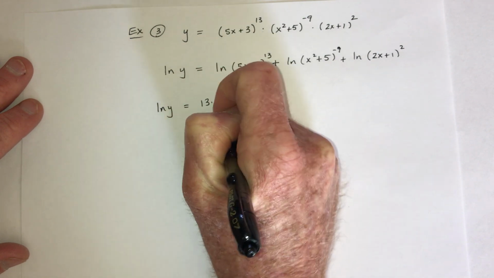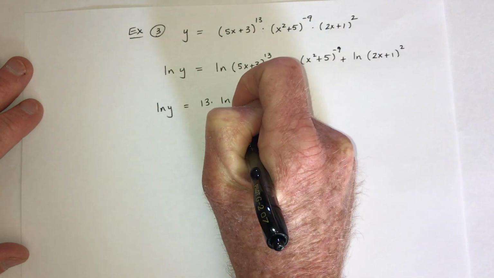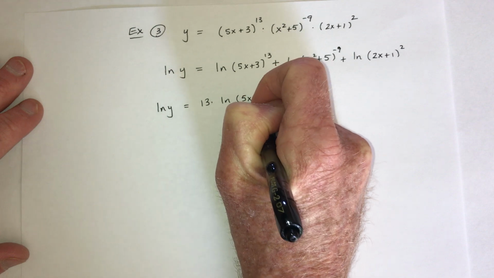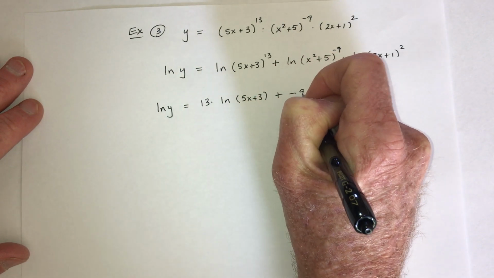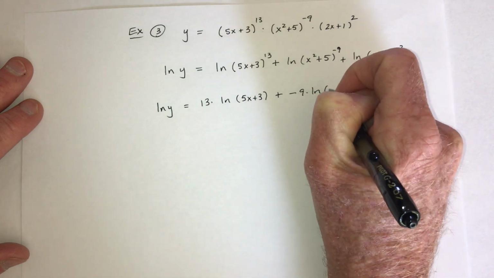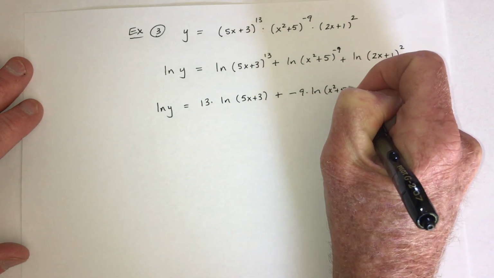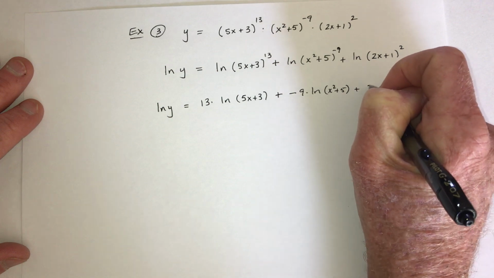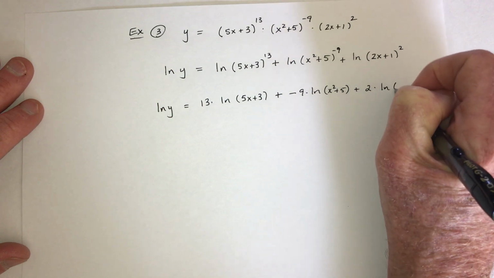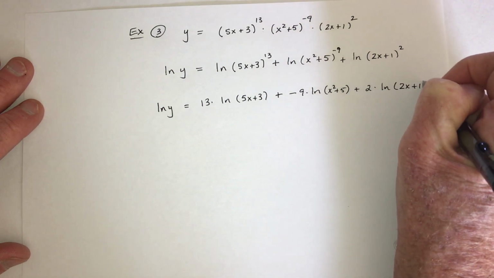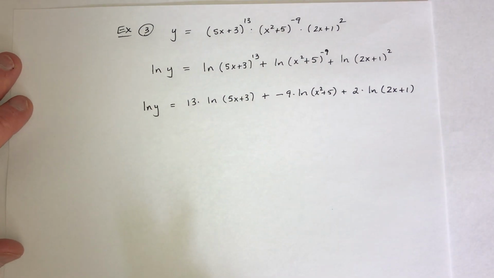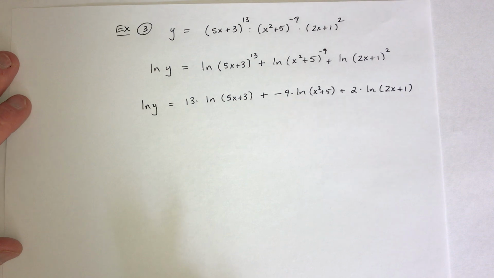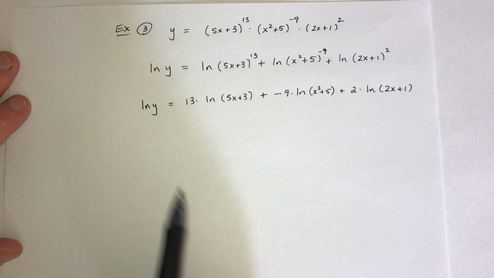So then the first one is 13 times the natural log of 5x plus 3. The next one is going to be negative 9 times the natural log of x squared plus 5. And then the last one is 2 times natural log of 2x plus 1. Okay, after that pre-calculus part, we're now ready to do the calculus part, take the derivative on each side.